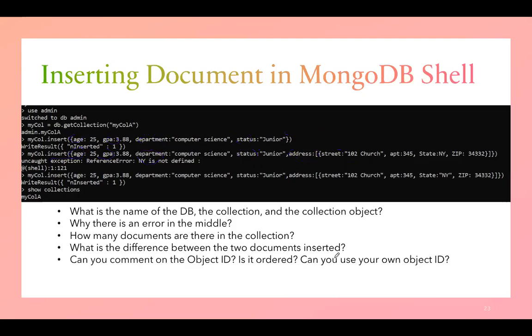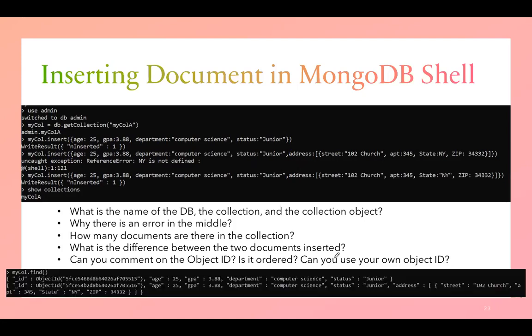Can you comment on object ID? Is it ordered? Can you use your own object ID? So here, obviously, each of these documents will be identified by a unique ID, right? But as you have seen in OQL, when we're instantiating an object in an object-oriented database, the object ID is something implicitly generated, rather than expecting the user to assign those unique IDs.